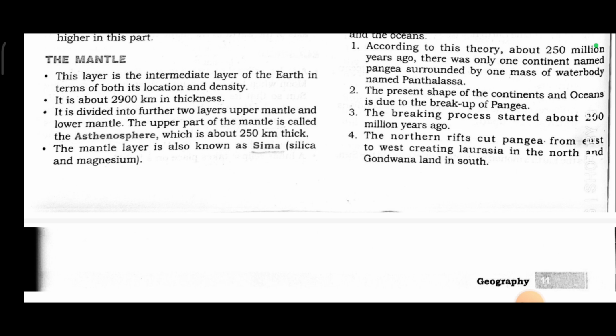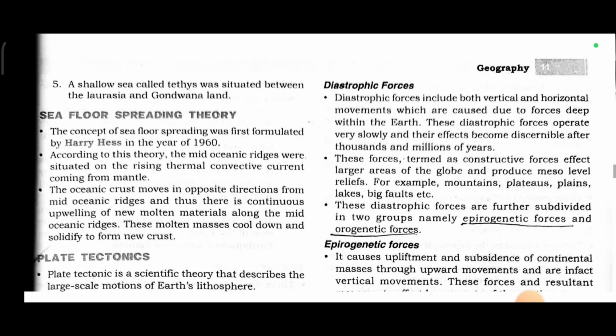The breaking process started about 200 million years ago. The northern rifts cut Pangaea from east to west, creating Laurasia in the north and Gondwanaland in the south. A shallow sea called Tethys was situated between Laurasia and Gondwanaland.